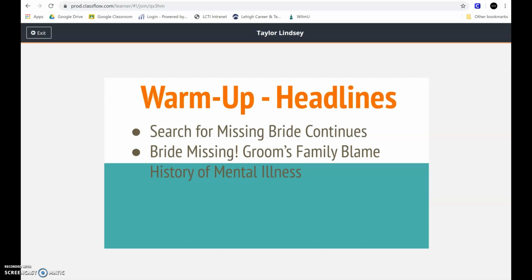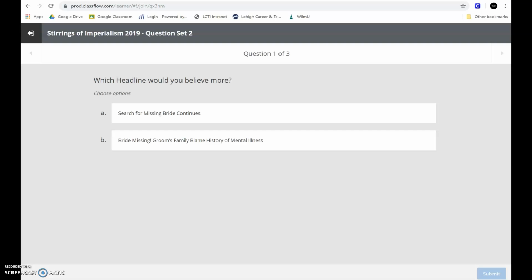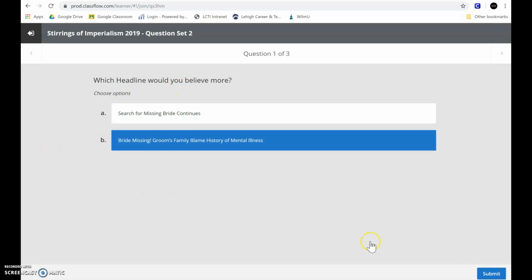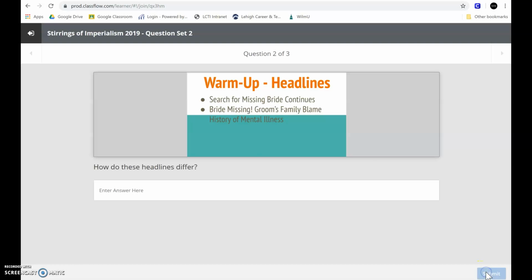So we're going to see that the first thing that we would do is we would have our headlines, okay? And I would just talk to the students and say, these are two headlines. Look at those for a hot second, and then boom. Question set comes up right on their screen. Which headline would you believe more? Search for missing bride continues, or bride missing, groom's family blames mental illness.